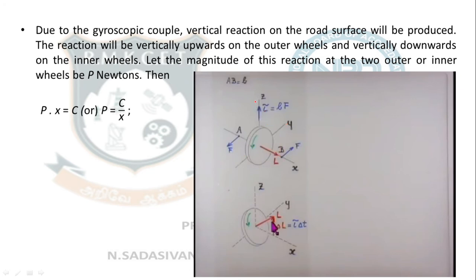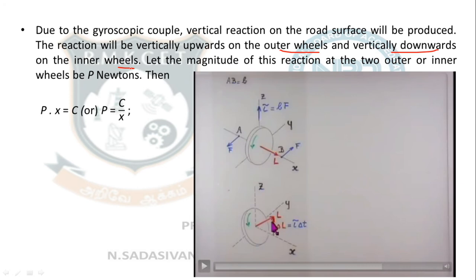Now because of this, your car tends to tilt to the left. Reaction will do the opposite. So outer wheels are pressed down because of gyroscopic couple. Reaction will be in upward direction for the outer wheel. Similarly, your inner wheels will be lifted because of the gyroscopic couple. Reaction will be downward. The reaction will come from whichever is touching the floor. Right? Now this is very important to understand. Because of that, reactions will be vertically upward on the outer wheel, vertically downward on the inner wheel.